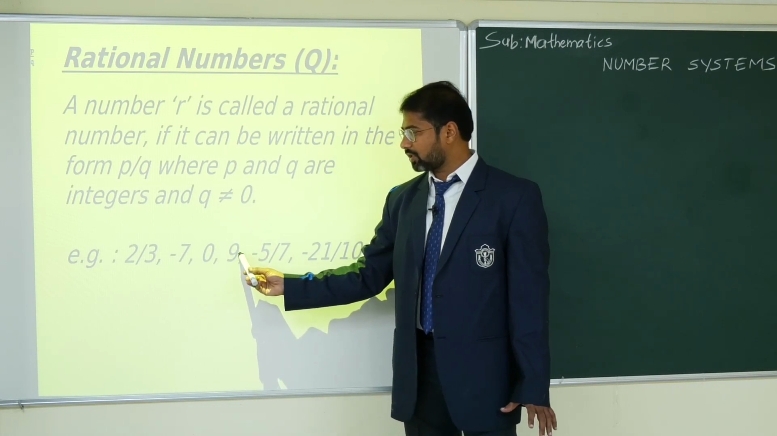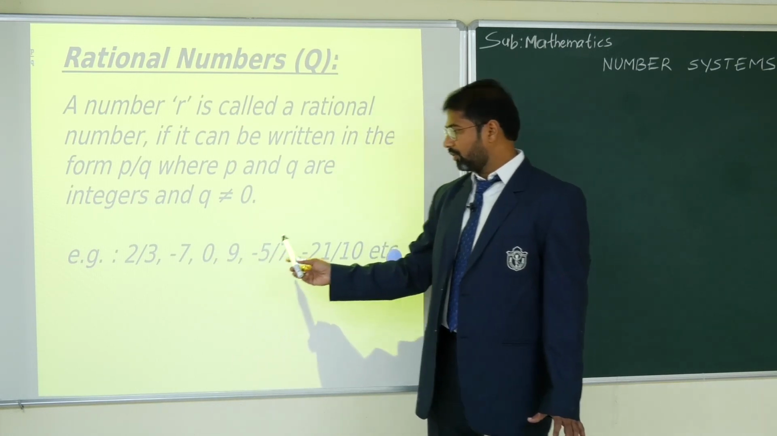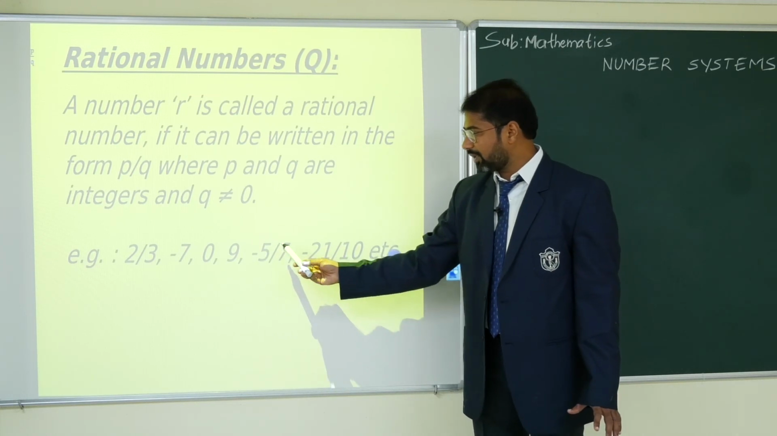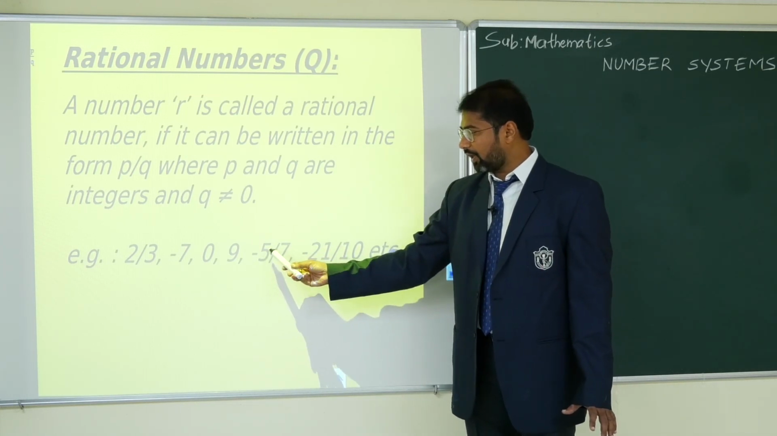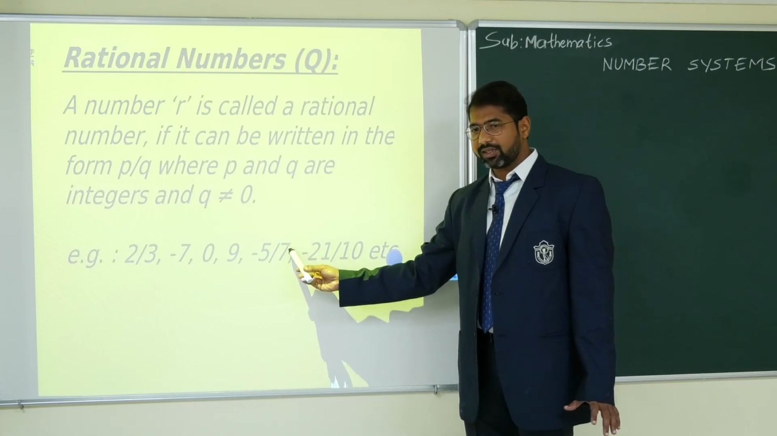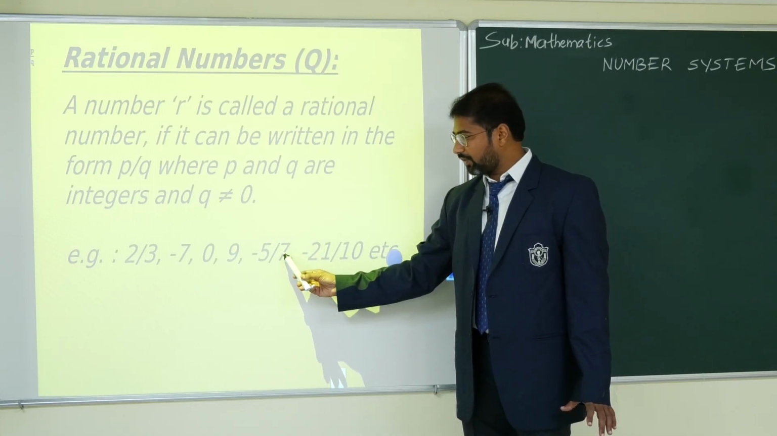9 is also a rational number. I can write it as 9 by 1. You can see the next example, -5 by 7. P is -5 and Q is 7. Both are integers and Q, which is 7, is not equal to 0.